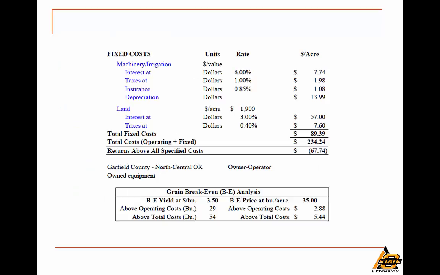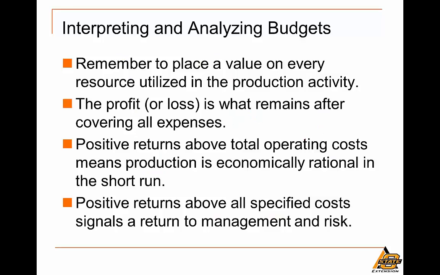So going to our wheat budget example, our total fixed cost is right around $89 per acre. When it comes to interpreting and analyzing budgets, it's important to remember to place a value on every resource utilized in the production activity. The profit or loss is what remains after covering expenses. But what do we really mean by that? Well, first, the returns above total operating costs is calculated by subtracting total operating costs from total receipts.